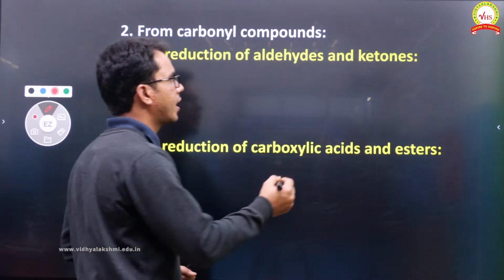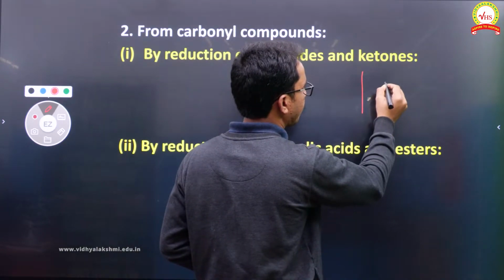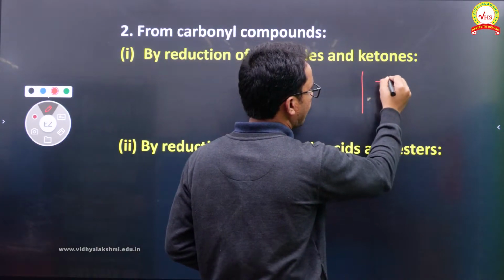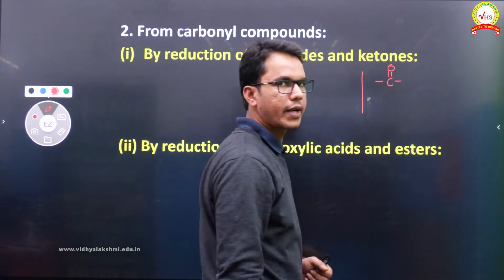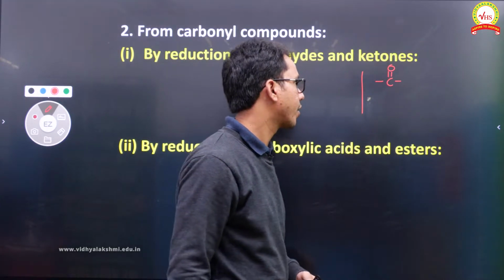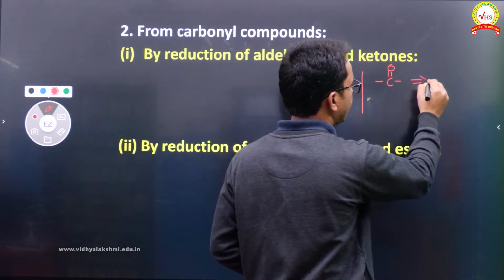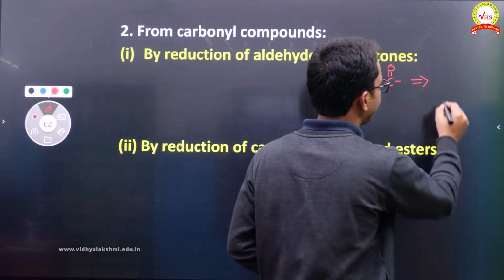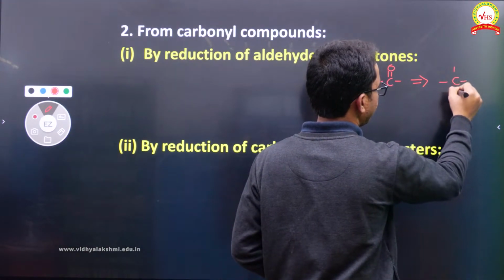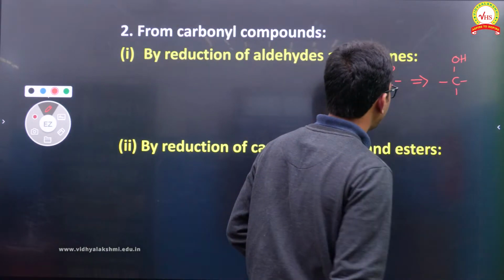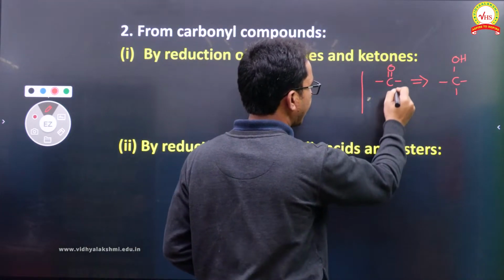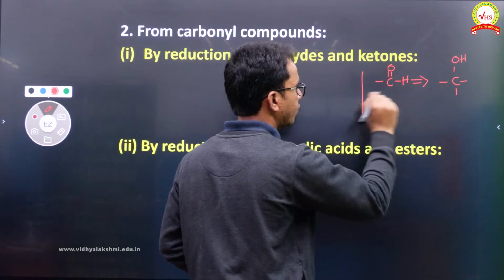Generally, if you take the carbonyl compound, let us take C=O. This should be converted to the respective alcohol, whatever it is. Now, if we take an aldehyde, it will give a primary alcohol.